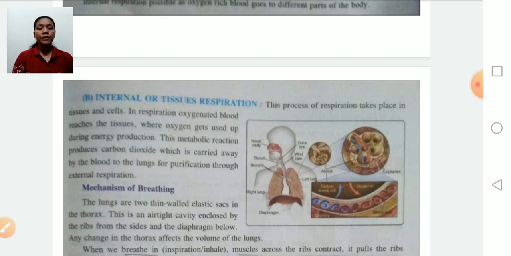This is internal respiration. Okay, external respiration and internal respiration. External respiration takes place between lungs and blood. Oxygen is diffused into the blood, and carbon dioxide is diffused from the blood. In internal respiration, the oxygenated blood reaches the tissue, where energy is produced. During energy production, carbon dioxide is produced, and that carbon dioxide is carried away by the blood to the lungs for purification.